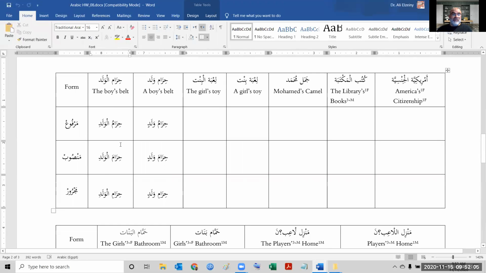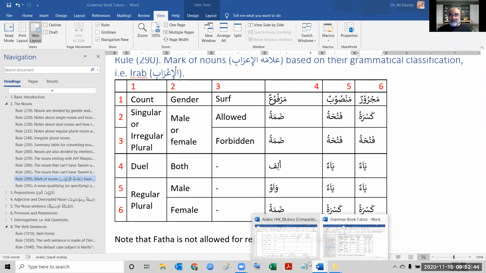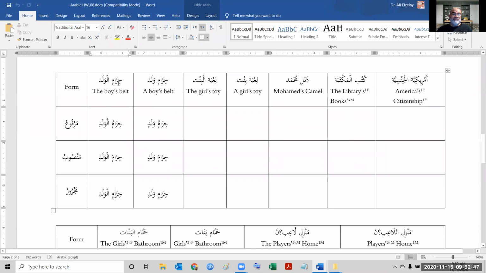So I confused both. I hope if I confused you, I can make this correction here. I was talking about hizam, which is belt, single: marfu', mansub, majroor. So that is the case we're talking about here: marfu' dhamma, mansub fatha, majroor kasra. So I was talking here about the first noun, which in this case is hizam.